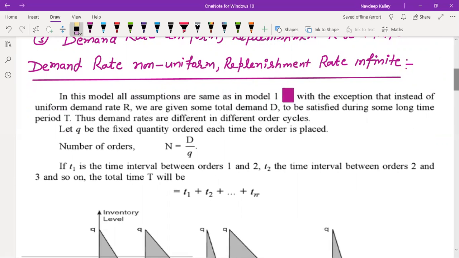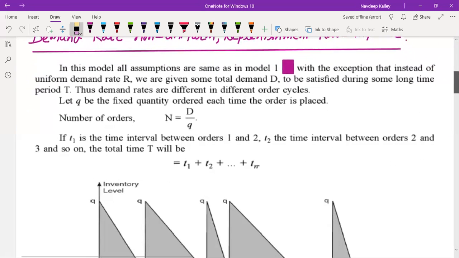Let Q be the fixed order quantity each time the order is placed. Then the number of orders is given by capital N equal to capital D over Q. Capital N represents the number of orders, where capital D is the total demand, and Q is the fixed quantity ordered each time the order is placed.